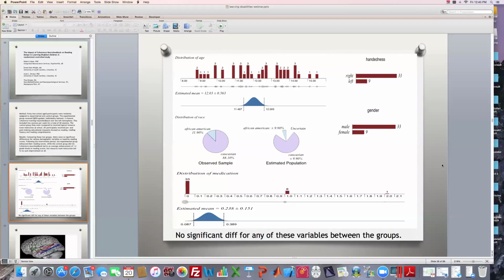Okay. So here are some of the demographics. You can see the ages went from about 9 to 15. They were mainly right-handed and mainly male, and mainly Caucasian. The vast majority were not taking medication, as you can see down here, although some were on one medication at least at the beginning of the study. Again, when we compared these between the two groups, there was no significant difference on any of those variables.